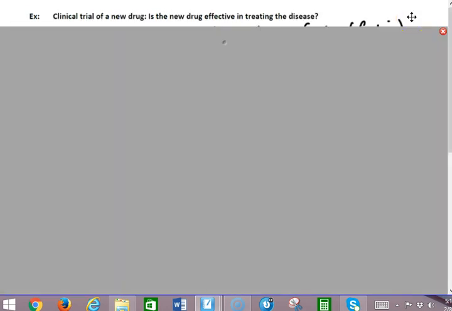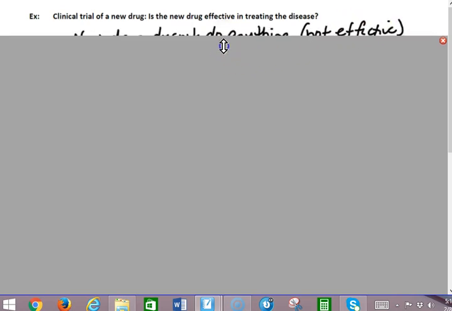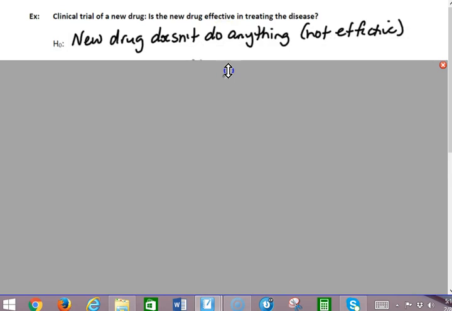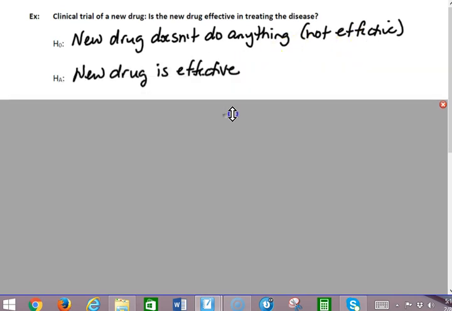So let's look at another one. What about when you're doing a clinical trial of a new drug to find out if it's effective in treating a disease? Well, we start out with our null hypothesis that it doesn't do anything, it's not effective, because we're trying to find evidence that it is effective. Whatever we're trying to find evidence for is our alternate hypothesis. So our alternate hypothesis is that the new drug is effective in treating the disease.